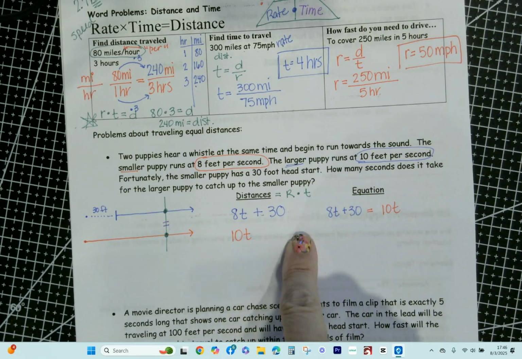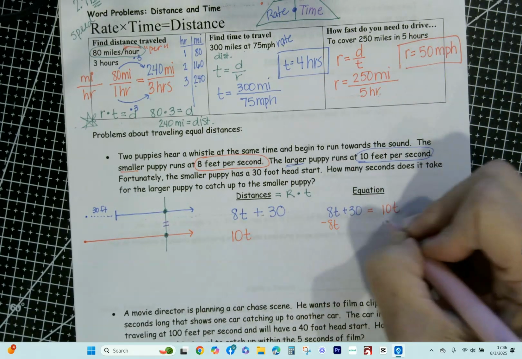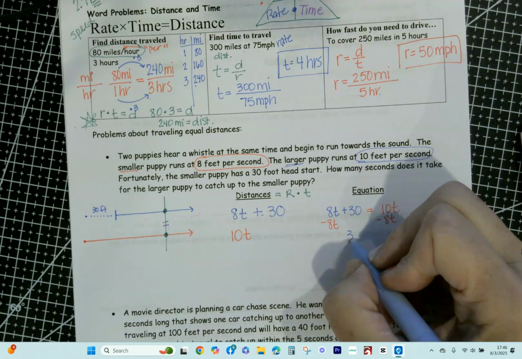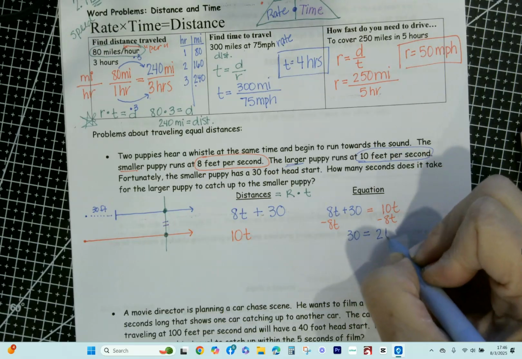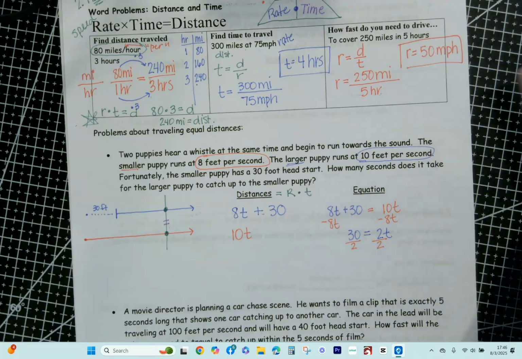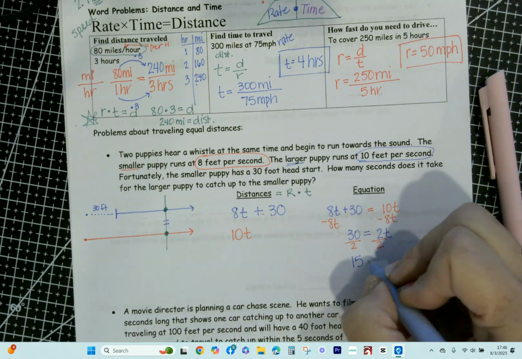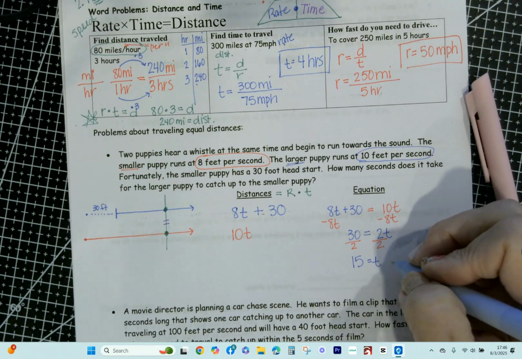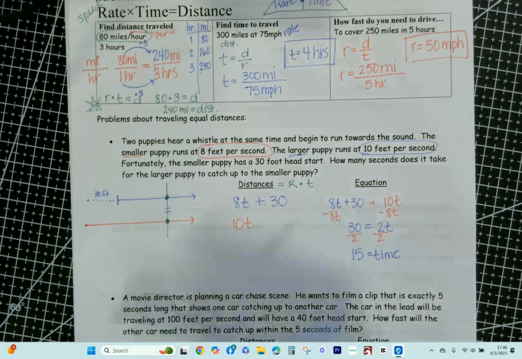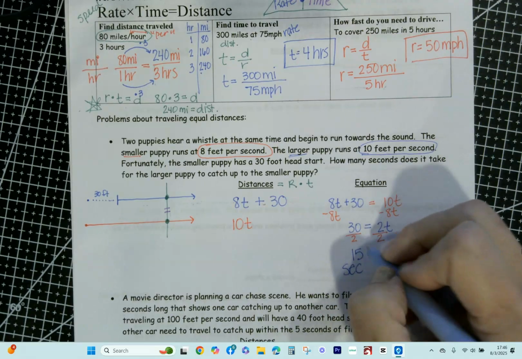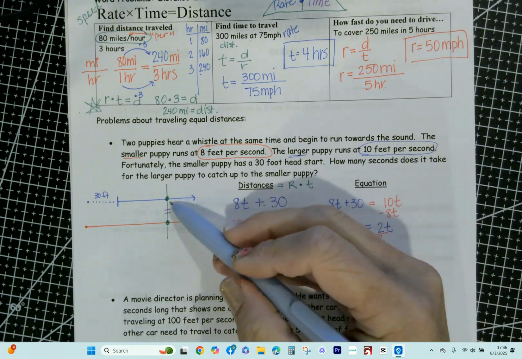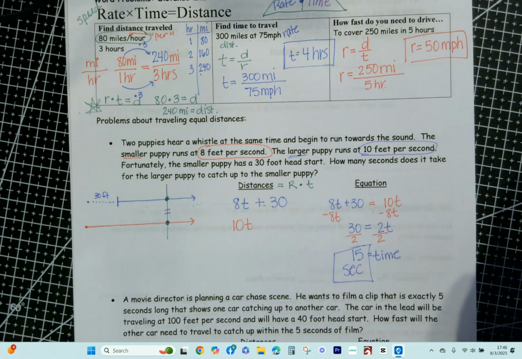So 10 is larger than 8. Let's move our 8. We have 30 equals 2t. We're going to divide by 2. So 15 equals t. That's our time. Well, what are we talking about? Seconds, minutes, hours? We're talking about 15 seconds. 15 seconds is when these puppies will be at the same spot.